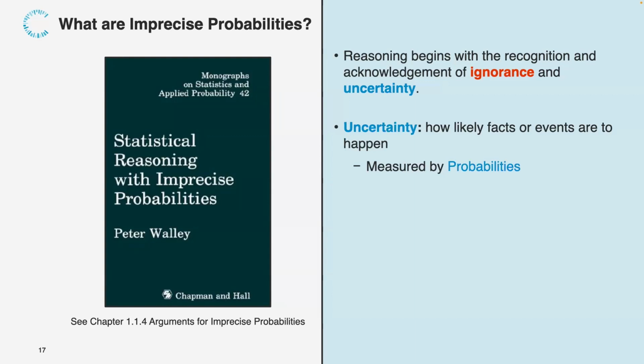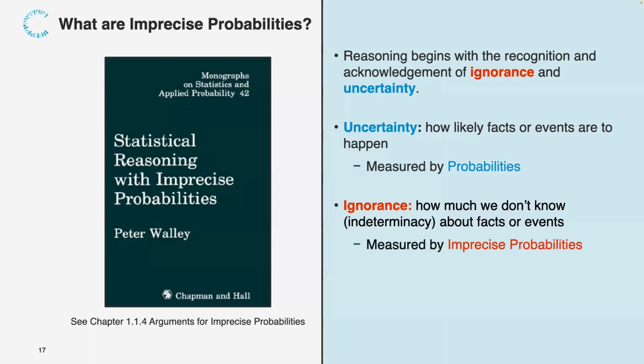Uncertainty is about how likely facts or events are to happen. A lot of us will agree that uncertainty is oftentimes modeled by probabilities. But when it comes to ignorance, things that we actually don't know, where we have no information about it, then a probability is not very good at describing what we don't know.